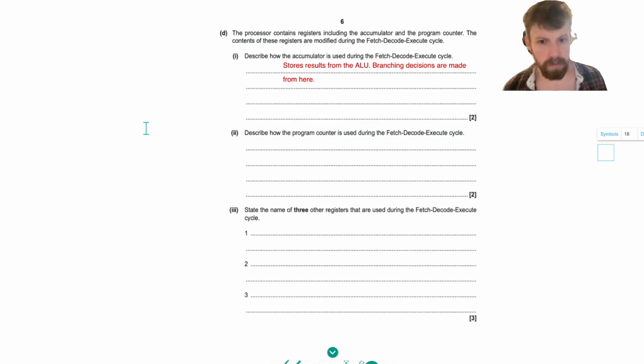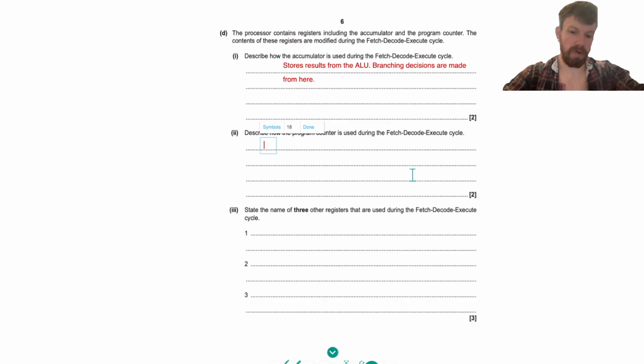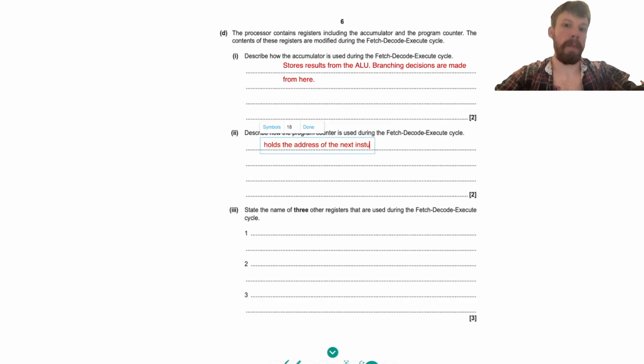Okay, so describe how the program counter is used during the fetch, decode, execute cycle. In this one, again, we're going to make the point that it holds the address of the next instruction, remembering those keywords from GCSE. If you did AQA, you might not be familiar with that, and then you've switched over to an OCR course, because I don't think you do registers on that. But anyway, it holds the address of the next instruction.